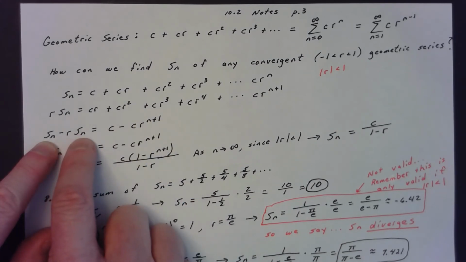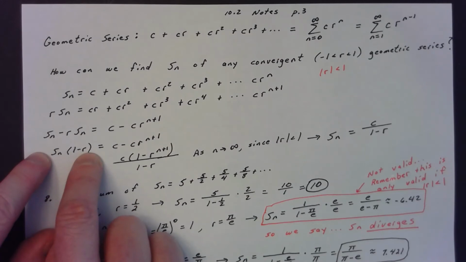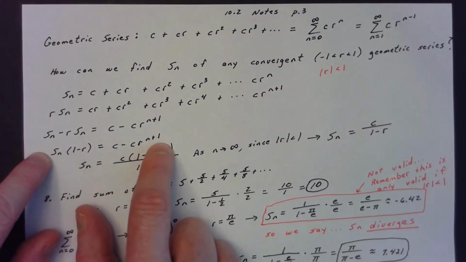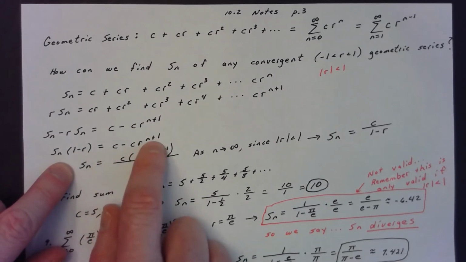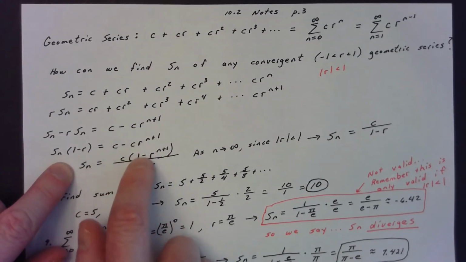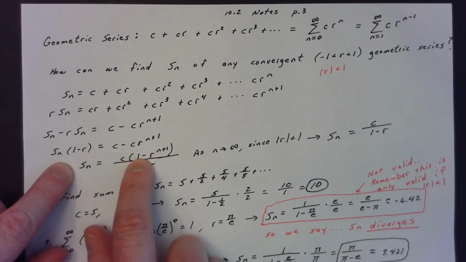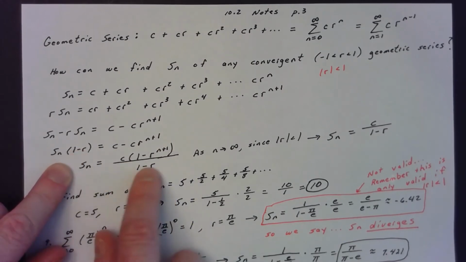Now, my goal is to solve for s sub n. So I factor out an s sub n on the left-hand side, and that's going to be s sub n times 1 minus r is equal to this c minus cr to the n plus 1 power. Then s sub n is going to equal what I had on the right-hand side. The only thing I've done from this step to this step is factor the c out, leaving c times the group 1 minus r to the n plus 1. We divide that by what was previously multiplying s sub n, the 1 minus r.